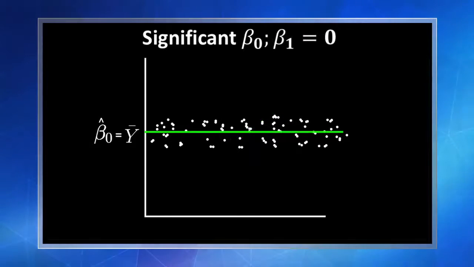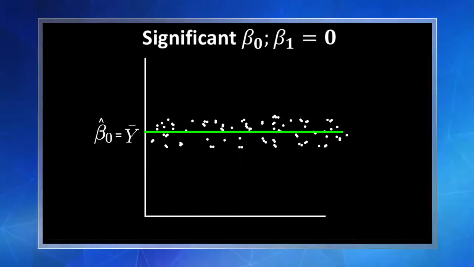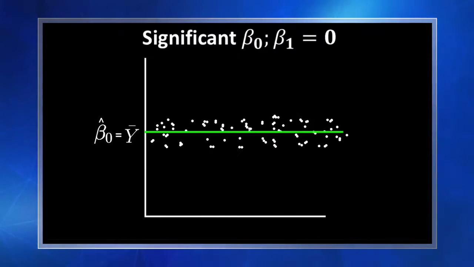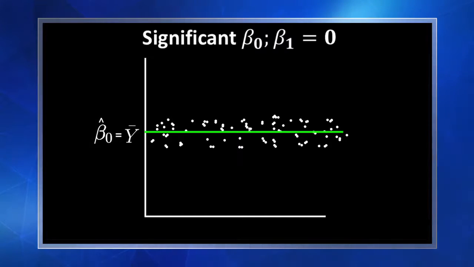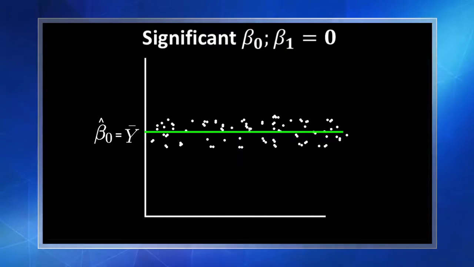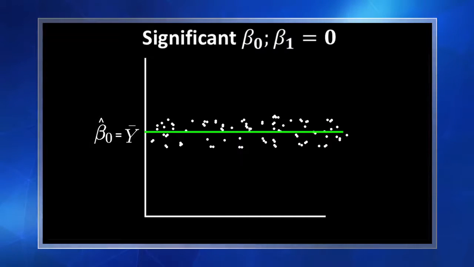Now check out this data. There's no relationship between x and y. So here our slope estimate is just going to be equal to 0. But notice we can still estimate the y-intercept, and that would just be the constant at y bar. So our model for this data would be a straight line centered at the mean y bar.